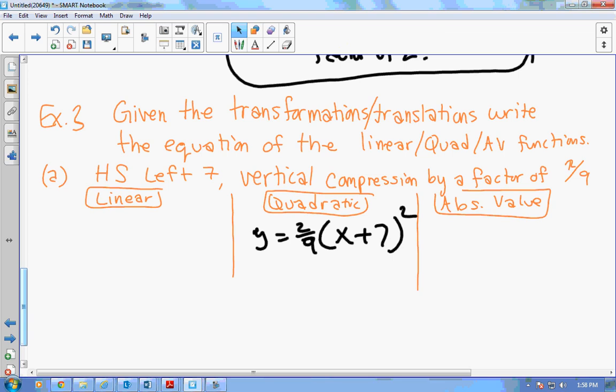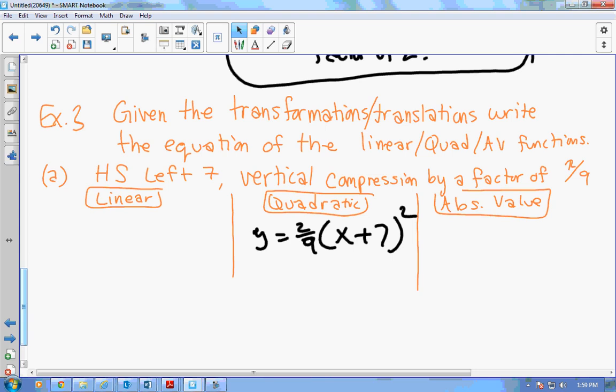I think it is right. Isn't vertical compression by a factor of 2/9? That's your multiplier A, so she multiplied it. And why did she put plus 7 even though it said left? Opposite. Good job, Rekka. Now that you've seen how it's done, anyone volunteer to do absolute value?